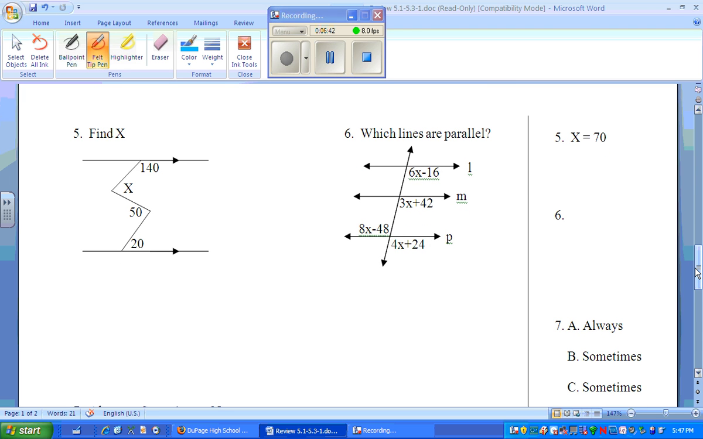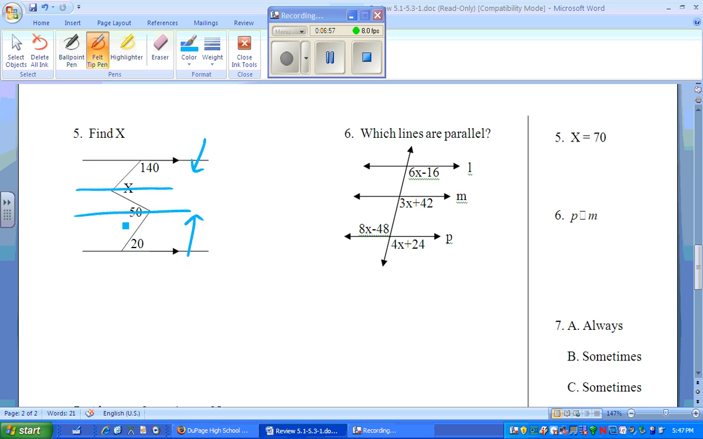Moving on, number 6. Ooh, my favorite kind of questions, the crook problems. How many crooks do we see? 1, 2 bends, so we draw in 2 parallel lines. Remember, these do not break them into halves, so do not do them in halves. X is in the middle, so we have to work both ways. We have to work this way and this way.